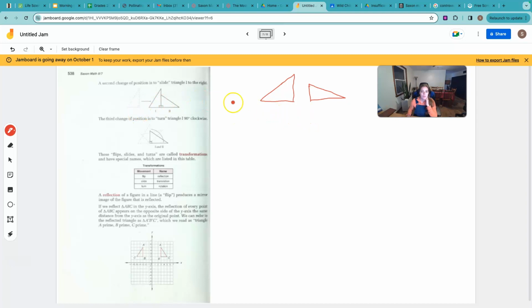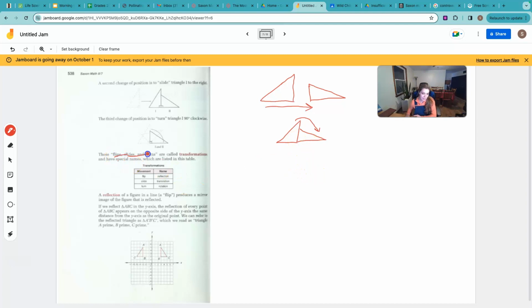So what's the next thing we can do? Well, we can slide it over. This is considered a slide. So we slide it right up next to that other triangle, like so. Have something like this. The next thing we can do is to turn or rotate this triangle 90 degrees. Because it's upright, we're rotating it 90 degrees that way. So that will be a turn.